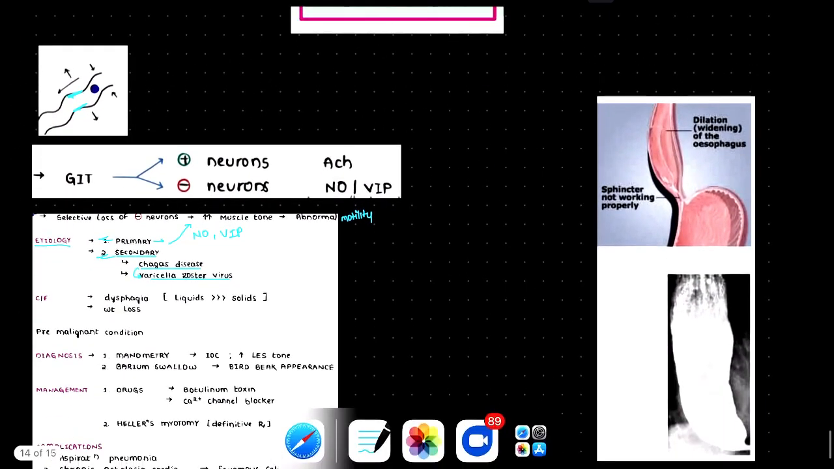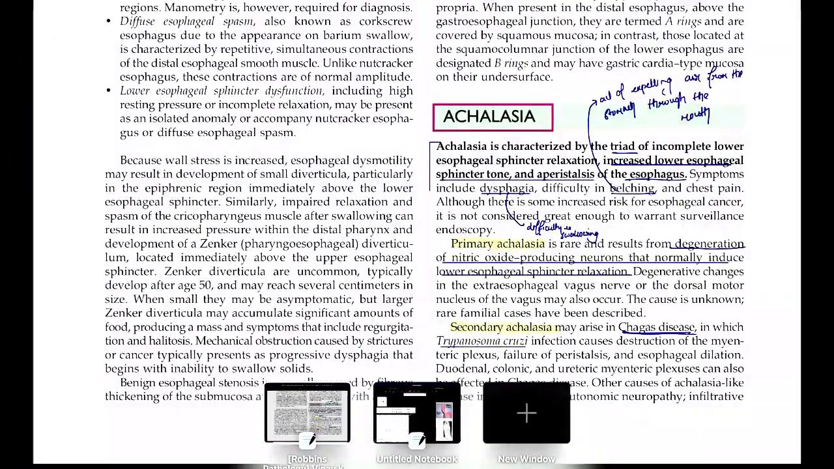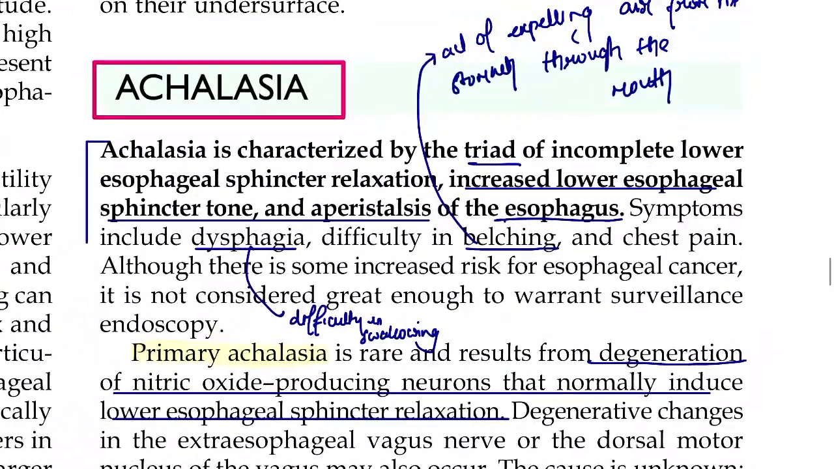Now let us move toward our Robbins content. Achalasia is characterized by a triad of incomplete lower esophageal sphincter relaxation. Yes, there was no relaxation in the lower esophageal sphincter region. That would cause increased lower esophageal sphincter tone. Yes, we talked about that. That may result in aperistalsis of the esophagus, the opposite of peristalsis.